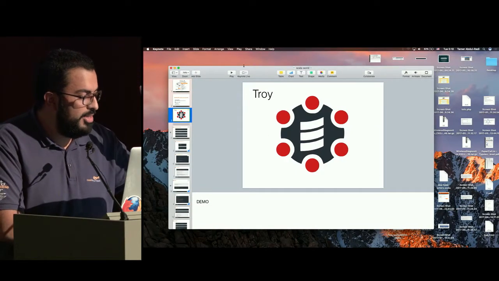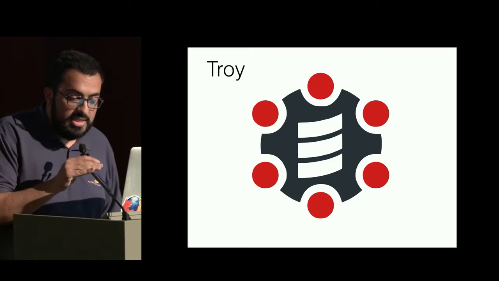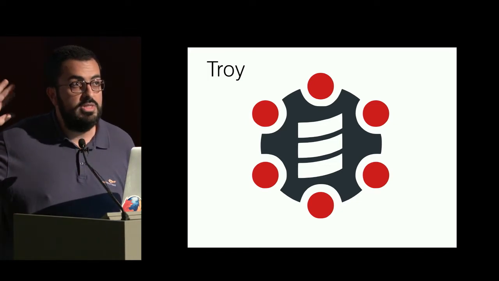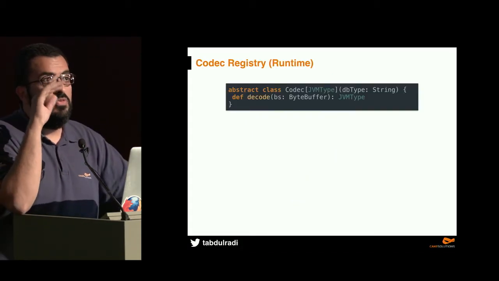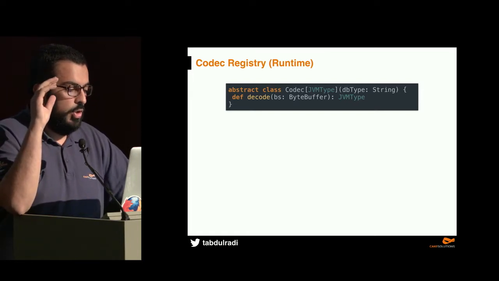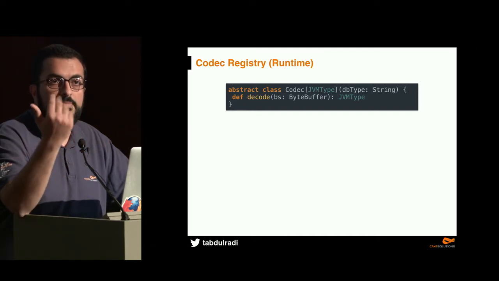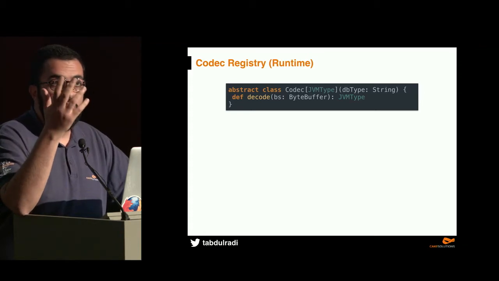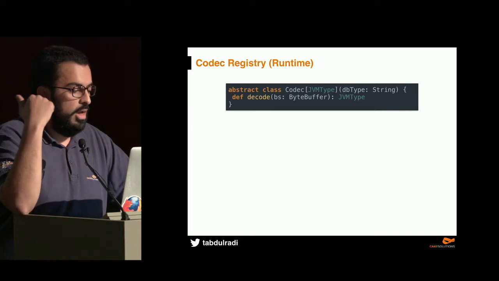Hopefully I caught your attention. All right, so let's actually build Troy. Let's build this thing together step by step. Let's start with something very simple. We want to write a codec. When you write a select statement or something, you get back from the database a bunch of bytes. You want to convert these bytes to Scala types like int, string, whatever.